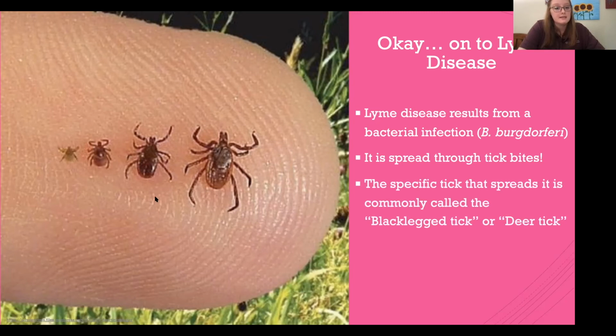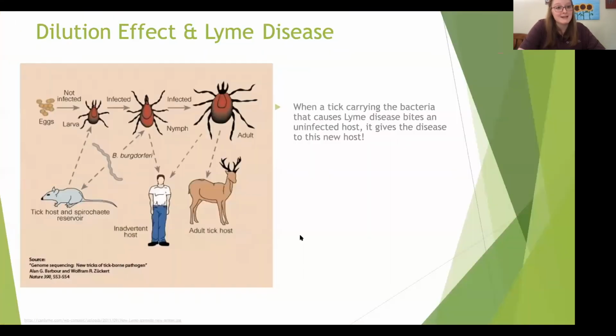Not all ticks carry Lyme disease, only a couple specific species of them called the black-leg tick or the deer tick. That's two different names for the same type of tick, which is this one right here. And then that brings us back to our friend, the deer.